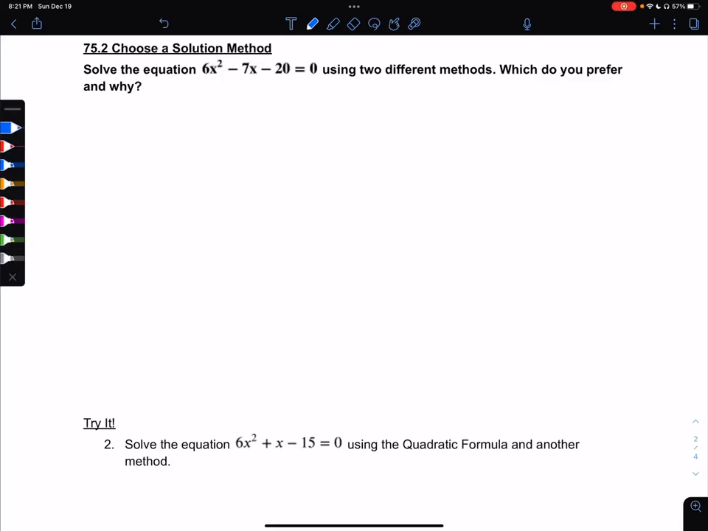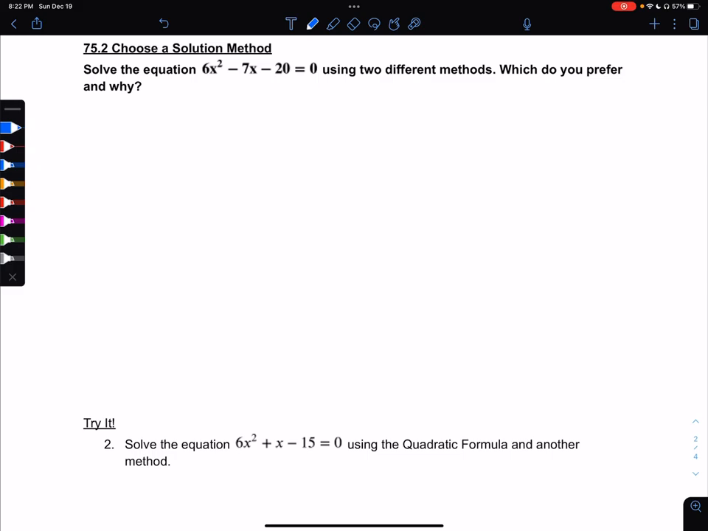Here we're going to look at topic 75, example 2, where we choose a solution method. We're asked to solve the equation 6x squared minus 7x minus 20 equals 0 using two different methods, and then we're asked which do you prefer and why. Okay, so definitely this textbook really cares about our opinion.